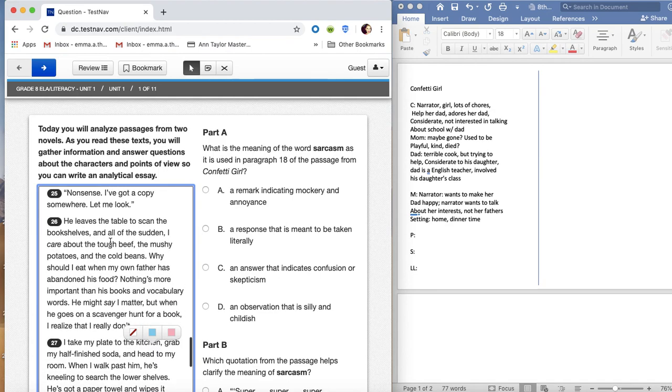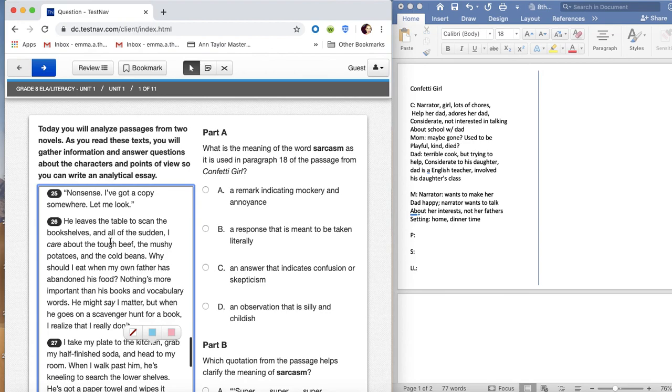He leaves the table to scan the bookshelves, and all of a sudden, I care about the tough beef, the mushy potatoes, and the cold beans. Why should I eat when my own father has abandoned his food? Nothing's more important than his books and vocabulary words. He might say I matter, but when he goes on a scavenger hunt for a book, I realize I really don't. I take my plate to the kitchen, grab my half-finished soda, and head to my room.